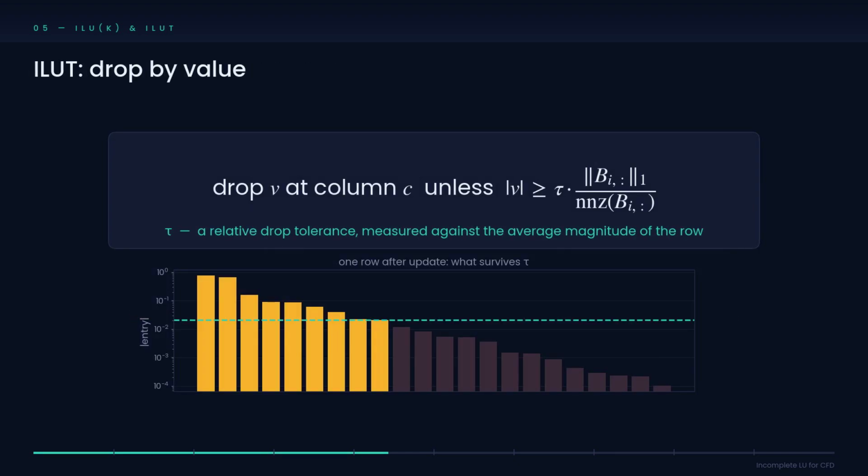ILUT fixes that by dropping on magnitude instead of structure, with 2 parameters working together. Tau is a relative drop tolerance. After a row has been updated, any entry smaller than tau times the average magnitude of that row is discarded. That is the accuracy control.